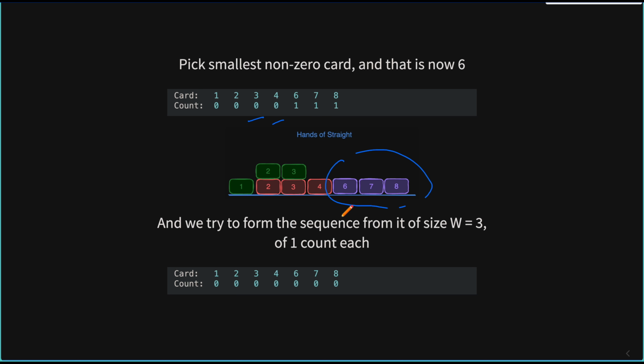And now all the cards are done. We can see it because our counts are all 0. So that means we have reached the end of the algorithm. We were able to form all the groups. There was no case where we couldn't form any group or anything. So we will return true in this case. Also, at any point, if we couldn't make a group after picking up the minimum element, we will return false.